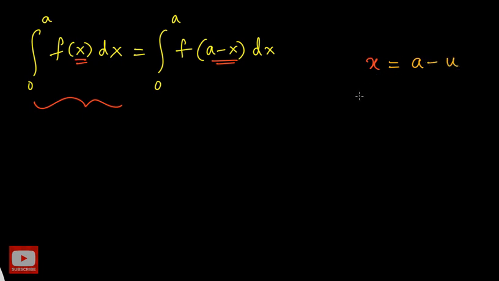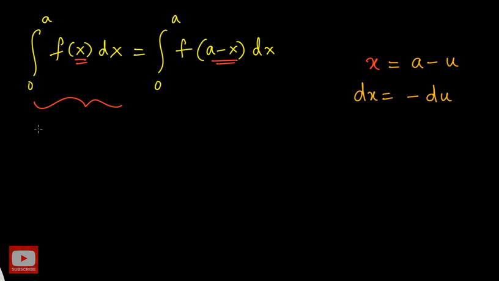So when we differentiate on both sides, we get dx is equal to differentiation of a is 0 and differentiation of u is minus du. So now you know why I did not use x over there, right? If I used a minus x, then I will get minus dx. So dx equal to minus dx will not make any sense, right?